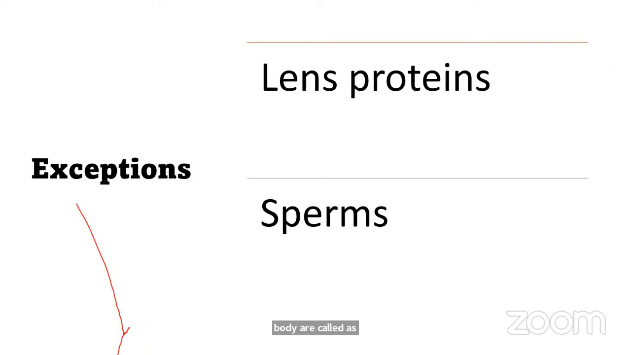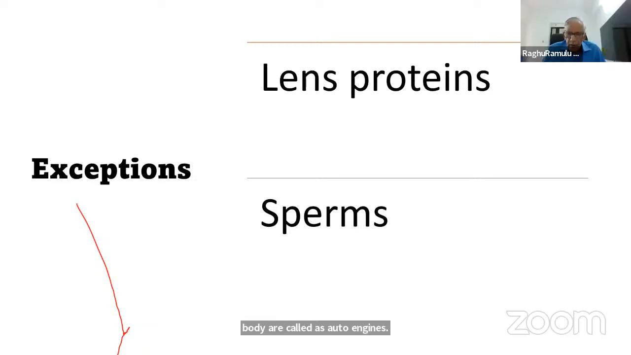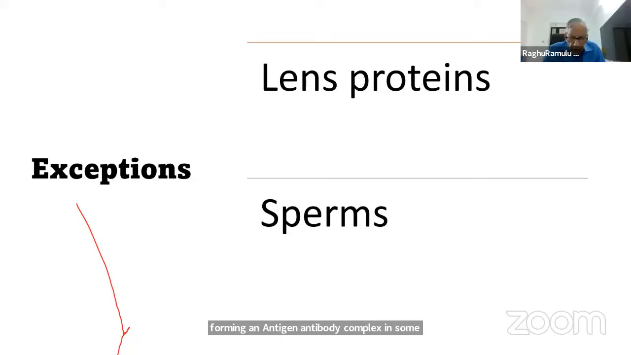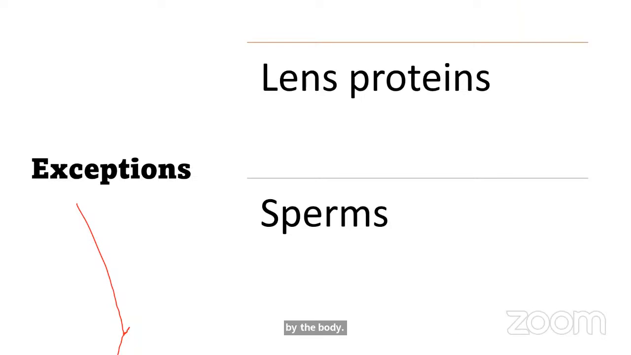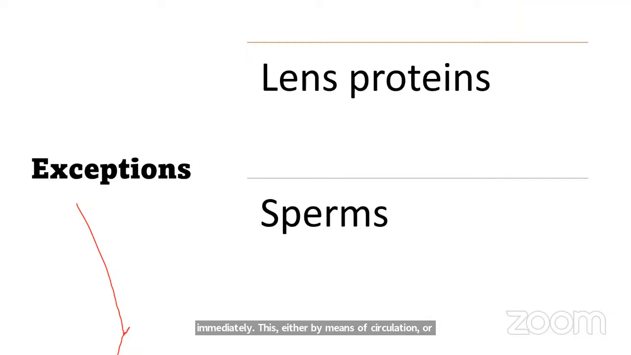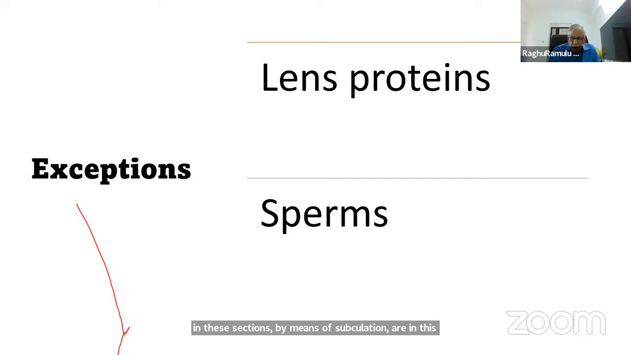Whenever an antigen reacts with an antibody and forms an antigen-antibody complex, in some individuals these antigen-antibody complexes are not cleared by the body. Now, what is clearance? The antigen-antibody complex should be cleared by the body immediately, either by means of circulation or through secretions by the excretory system, that is the gastrointestinal pathway, or by nasal secretions. They should be transmitted out of the body.